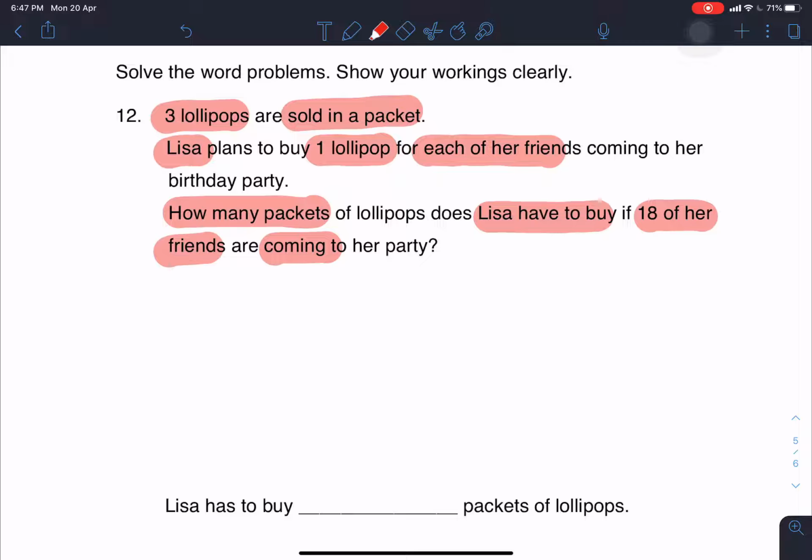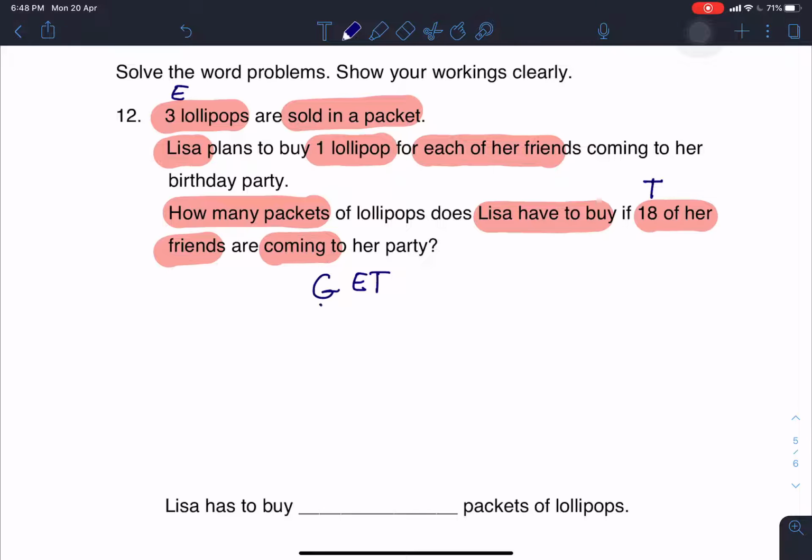So, we know that 3 lollipops are sold in a packet, using the GET strategy. So, GET. 3 lollipops are being sold in a packet, so this is how many inside each packet. So 3 represents E. And Lisa has to buy if 18 of her friends are coming to the party. So the 18 would actually represent the total. Now I have my each and I have my total.